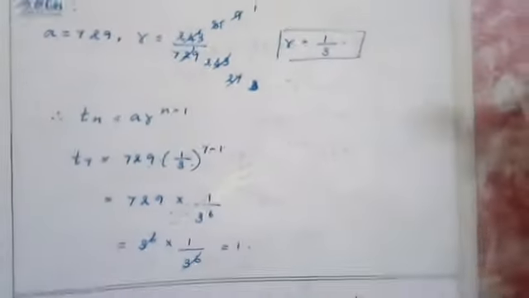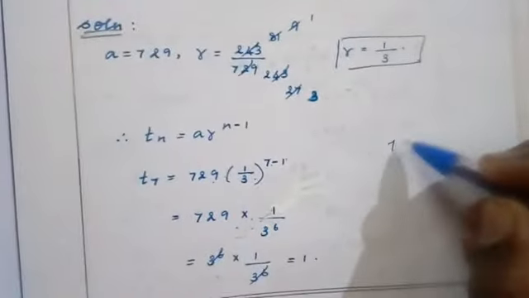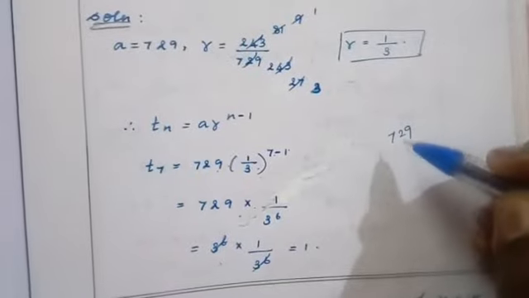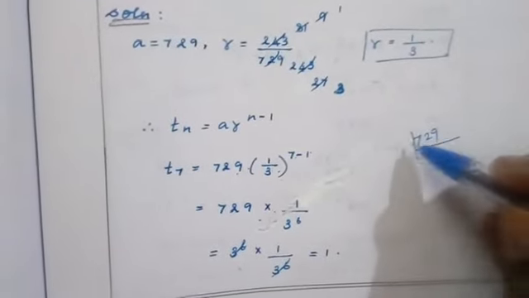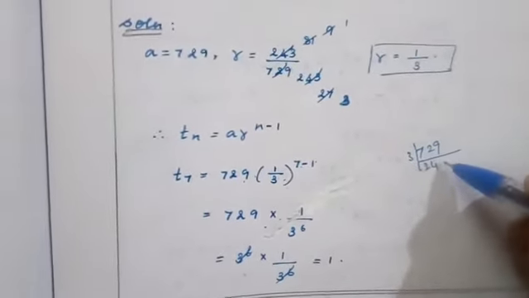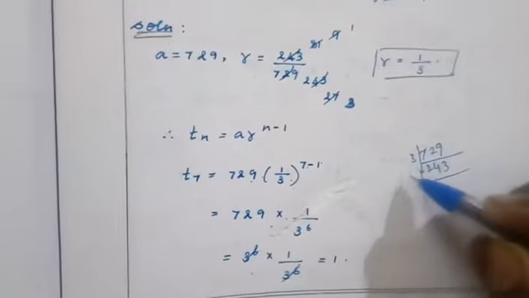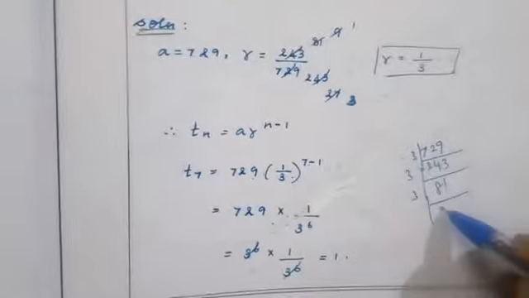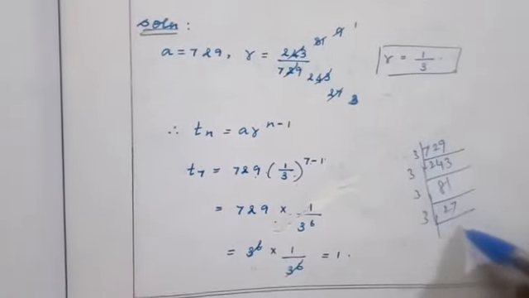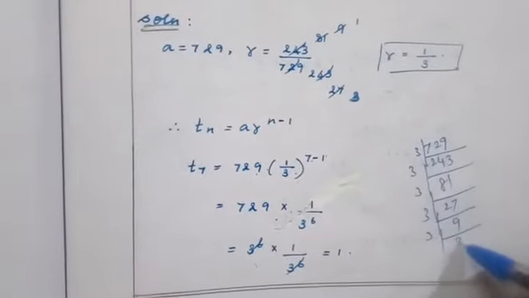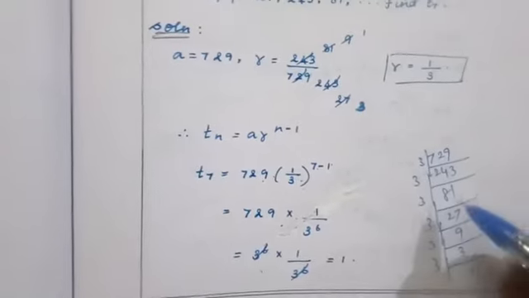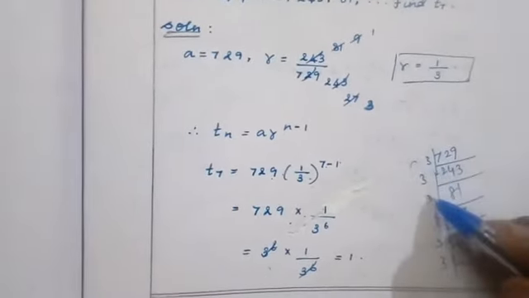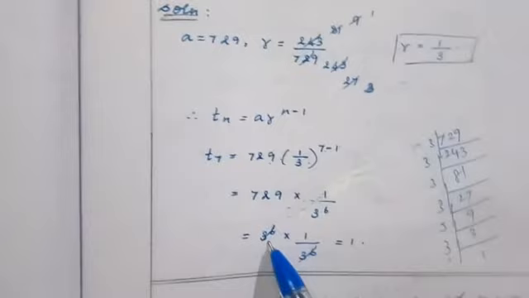729 is 3 power 6. How do we find it? 3 table, 3 times, 3 table, 9, then 3 table, 27, then 3 table, 81, 3, 3, 3, 1. So it is 1, 2, 3, 4, 5, 6. It is 3 power 6.